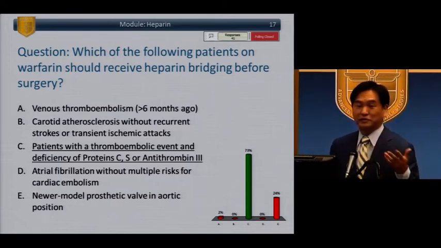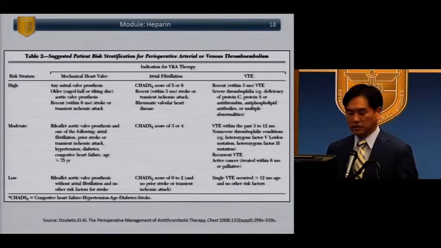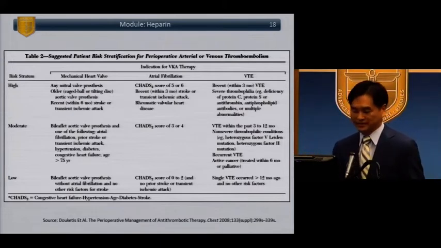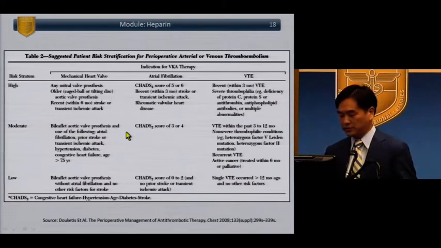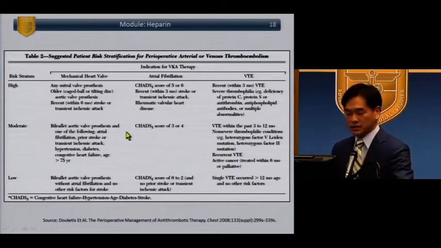I hear they were really, really well made. Like you could literally just brush it off and put it in the next person, and it will work just fine. But they're incredibly embologenic. Anyway, so this is from a statement article in Chest about low, moderate, and high risk for perioperative arterial or venous thromboembolism. We're going to break this down, and indications for VKA, vitamin K antagonist therapy.